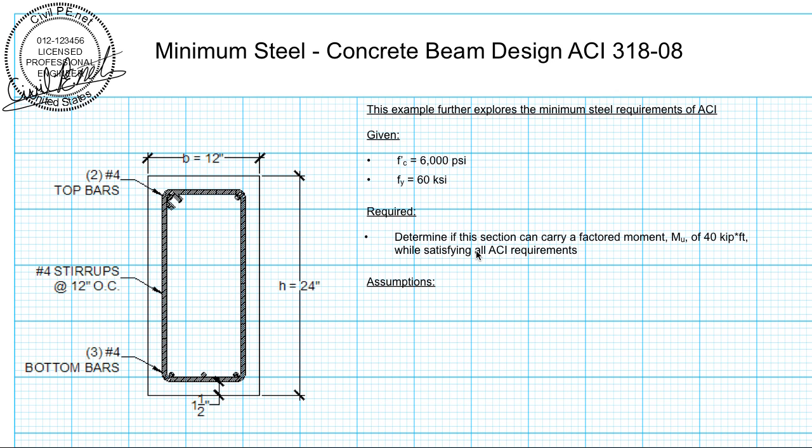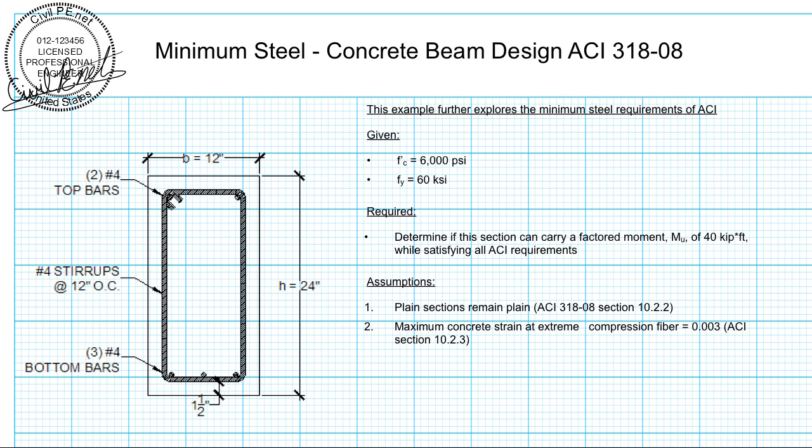So what we want to do is determine if this section can carry a factored moment, M sub u, of 40 kip-feet while still satisfying all ACI requirements. Our assumptions are going to be exactly the same as before. Plane sections remain plane. The maximum concrete strain at the extreme compression fiber at failure is assumed to be 0.003. The tensile strength of concrete is neglected. And once again, to simplify our calculations, we're going to neglect the compression steel in this calculation. So those 2 number 4 top bars, we're going to pretend like they're not there.